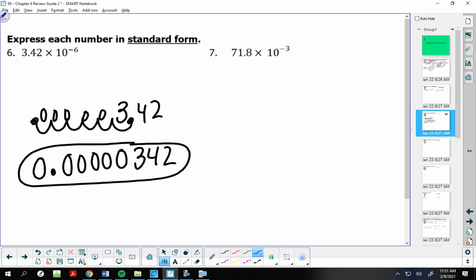Times 10 to the negative third, so we're going to go to the left 3. 1, 2, 3. So that's going to be 0.00. Nope. 10. 0.0718. And that's it.